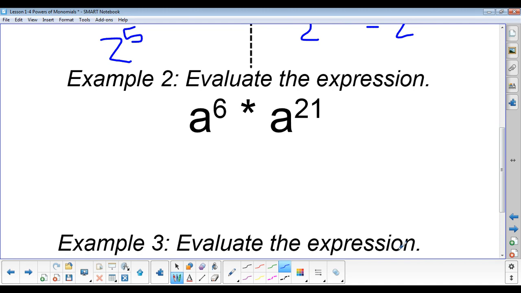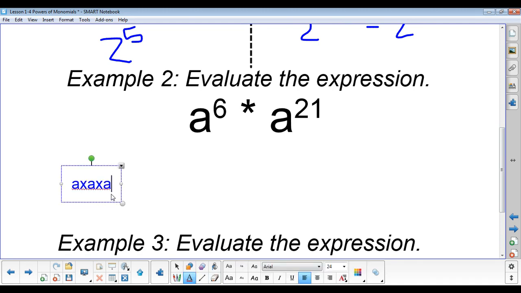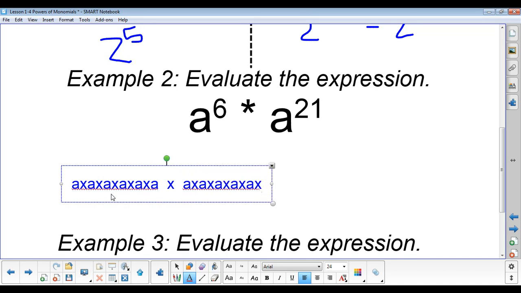more like this, where, yes, I could take the time and do a times a times a times a times a times a. Is that 6? 1, 2, 3, 4, 5, 6? Yeah. And then I'm multiplying that with another 21. 1, 2, 3, 4, 5, 6, 7, 8. And I've already lost my patience and I don't feel like doing it. Can I? Yes. Am I going to get the right answer if I do it?